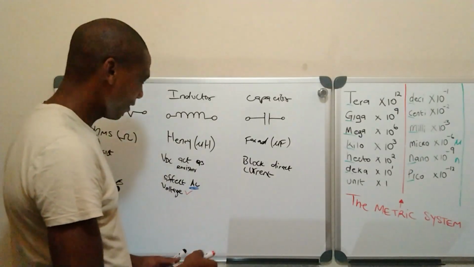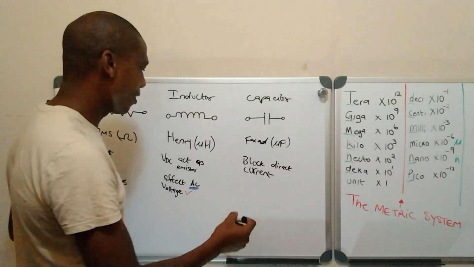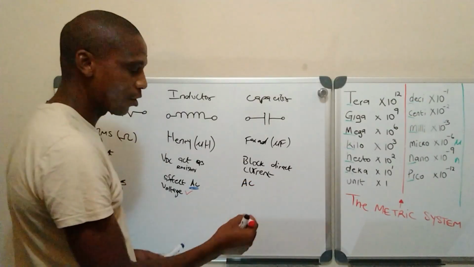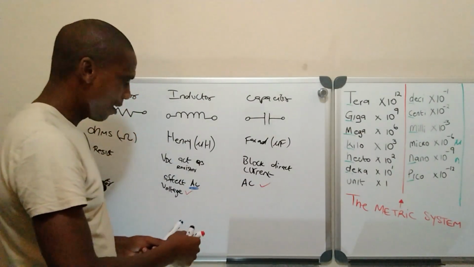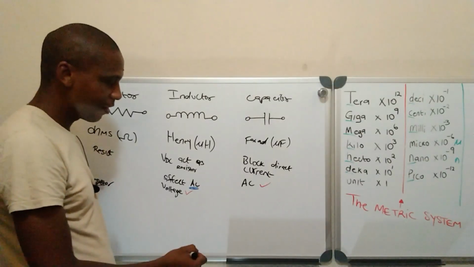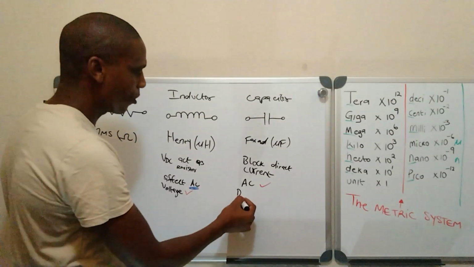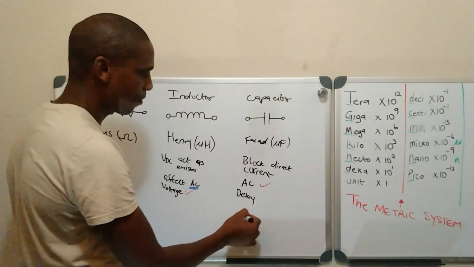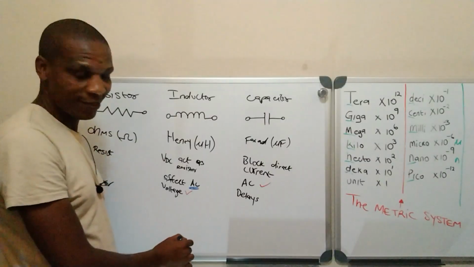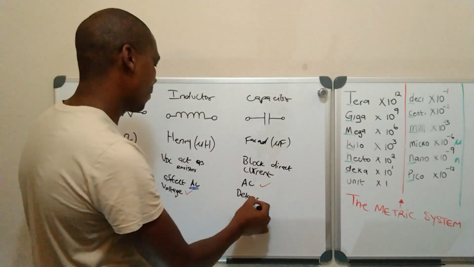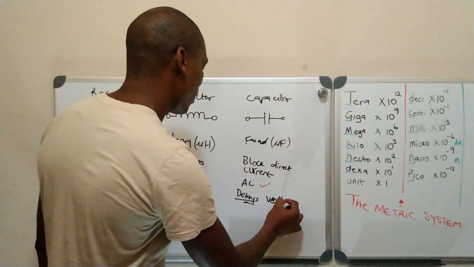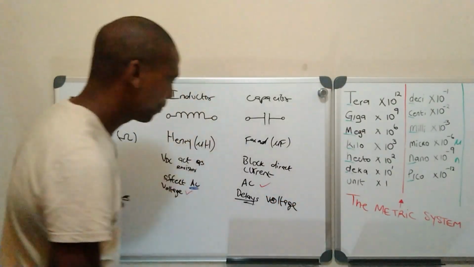The capacitor doesn't affect the alternating current. Alternating current, it just passes. What about the voltage? You said it earlier. It stores charge, but what about the voltage? It delays the voltage for a while. So it has a problem with the voltage, it delays voltage.